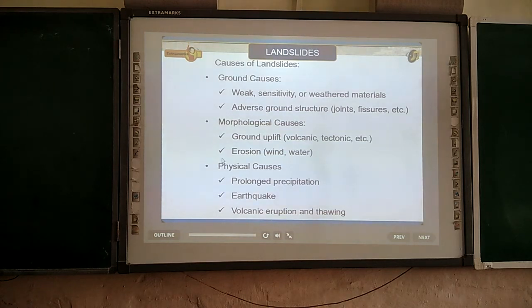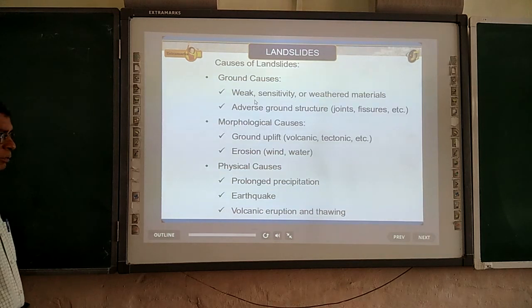See here, landslides are caused due to weak, sensitive, weathered materials, adverse ground structures like joints and fissures, and morphological causes, which include ground uplift due to volcanic activities and tectonic movements, erosion due to wind, running water, glaciers, etc. Whereas if you take the physical causes, they relate to prolonged precipitation, earthquake, volcanic eruption, and tornado.